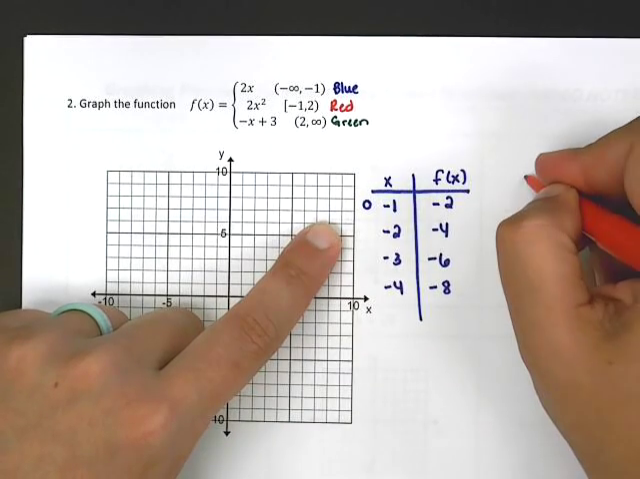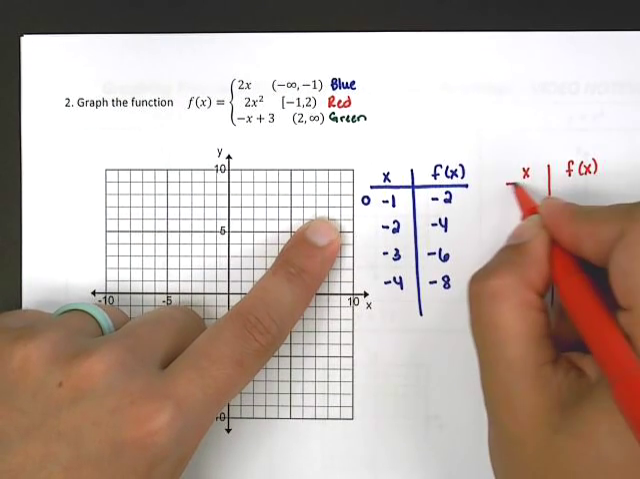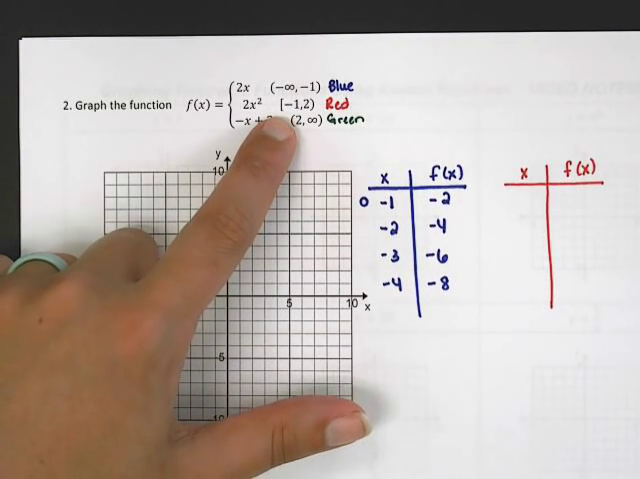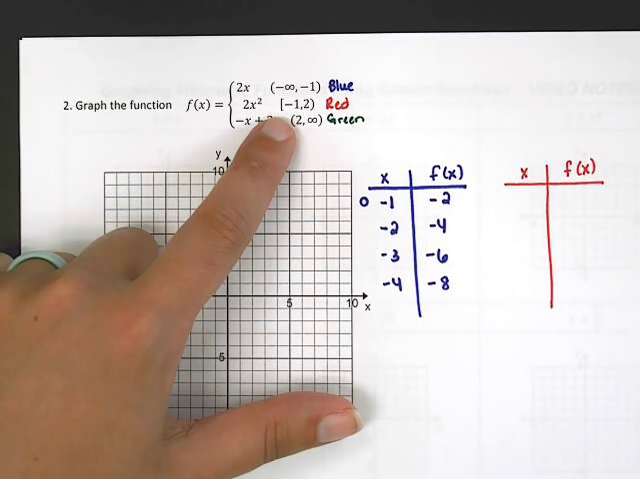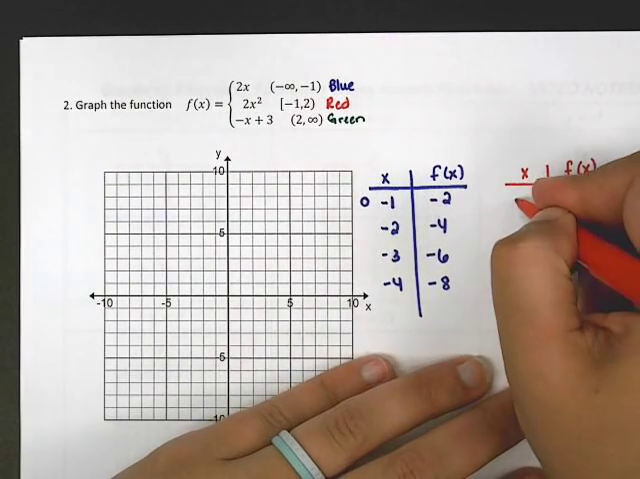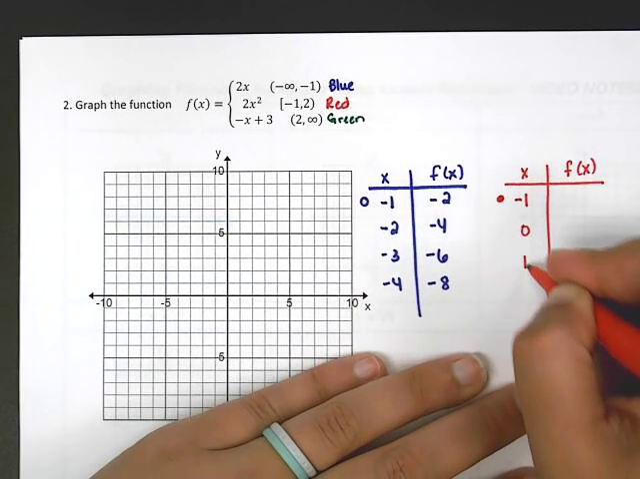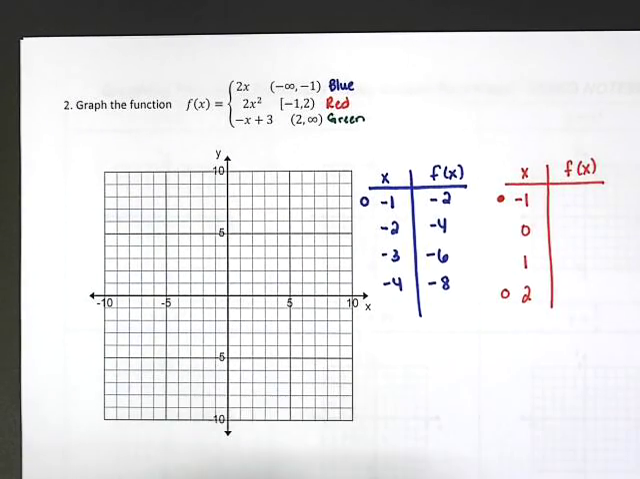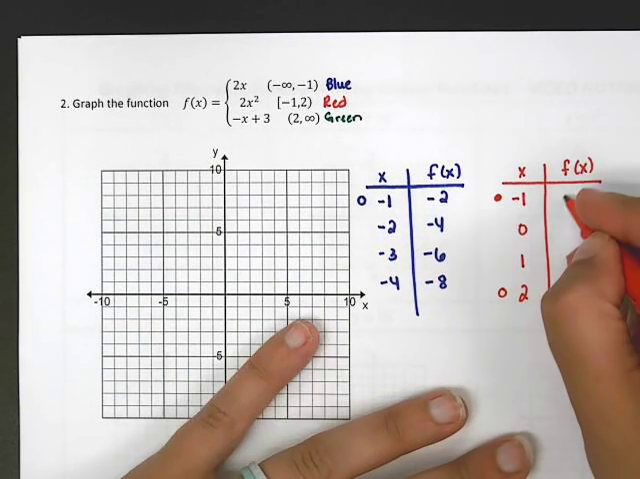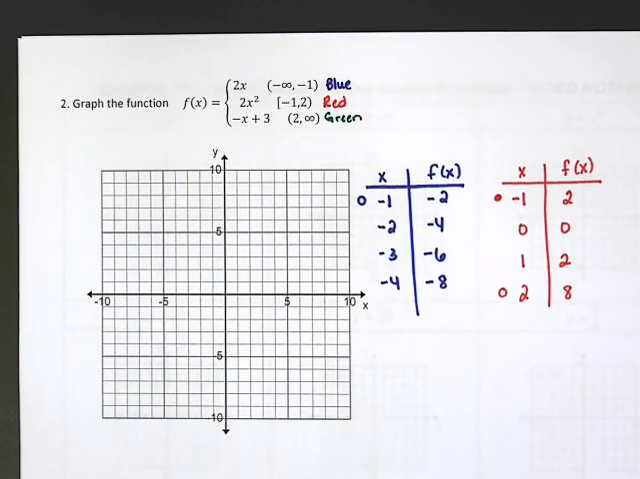Now for my middle function, for my red function, it says I can use all the numbers between -1 and 2, where -1 has a closed bracket, so I'm including that. That's going to be a closed circle, and 2 is not included. It's going to be an open circle. So I'm going to have -1, and that's going to be a closed circle, and then 0, 1, and 2 would be an open circle. Now if I plug those numbers in, -1 squared is 1 times 2 is 2, and then I would have 0, and then 2, and then 8.